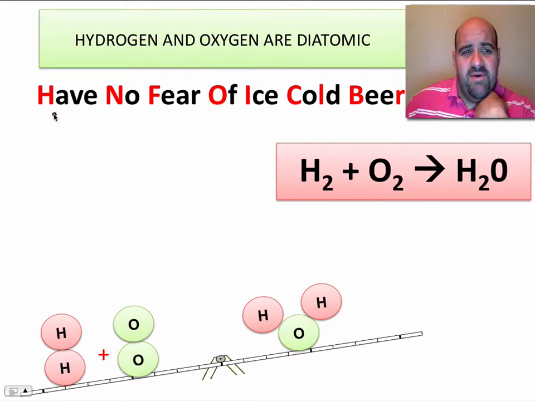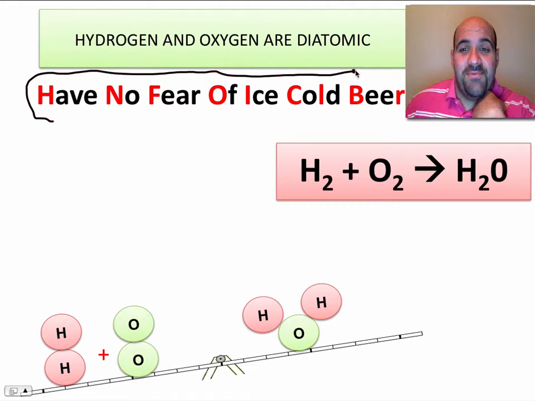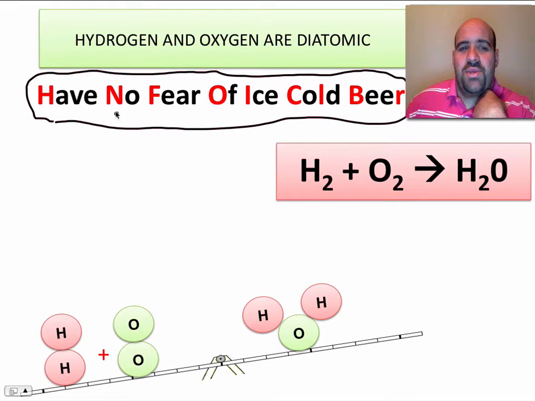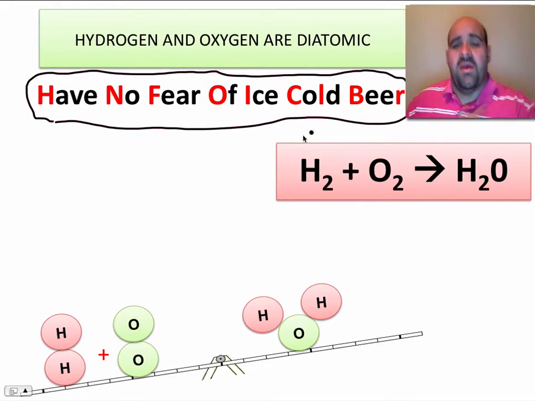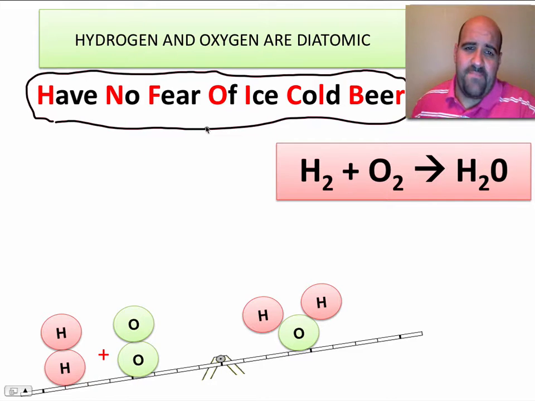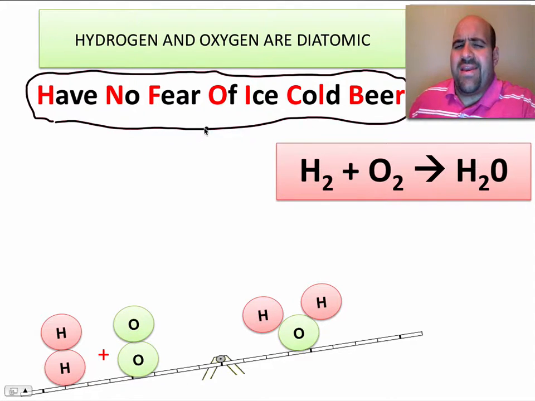that we have posted above the faculty lounge, I wish, have no fear of ice cold beer. These are the 7 diatomic gases: hydrogen, nitrogen, fluorine, oxygen, iodine, chlorine, and bromine. All of these elements are going to exist in pairs.